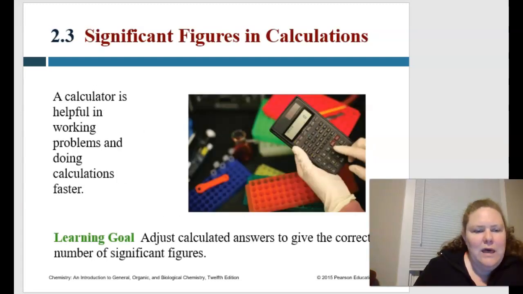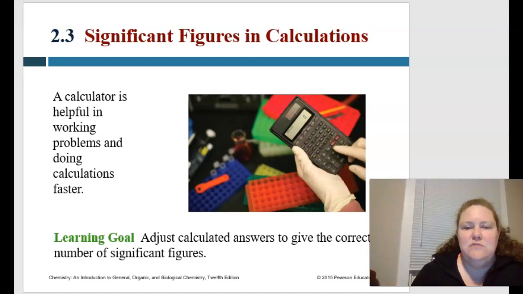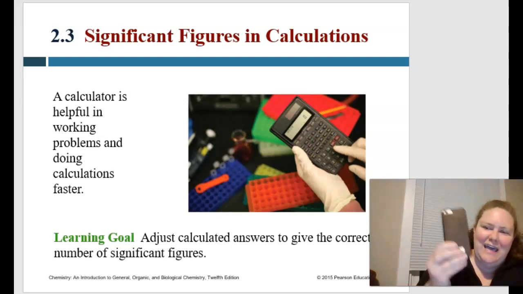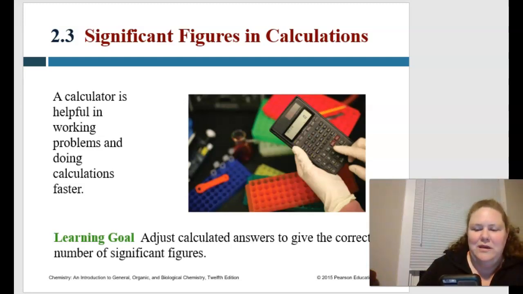So when we move on and we use this in calculations, a calculator is very helpful in working problems and doing calculations faster. Yes, we can do them in our head. When I was growing up, my teachers always said, "You're not always going to have a calculator on hand." Well, you know what? I do. So, now we do, but of course, back then we did not.